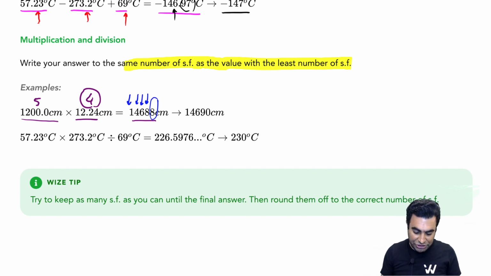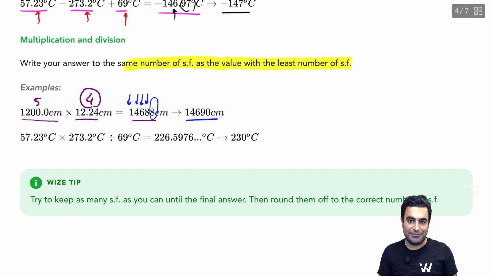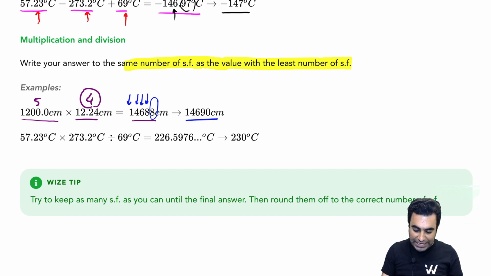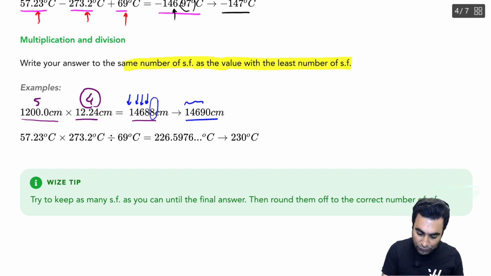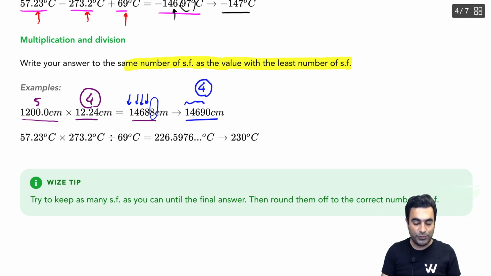The last digit I want to keep would be 8, and the next digit after that would also be 8. So we have to round it up to the closest number, which is 14,690 centimeter. Notice that this whole number has no decimal point. That's why zeros on the right-hand side of the number are not significant. As a result, we only have 4 significant figures as we expected.